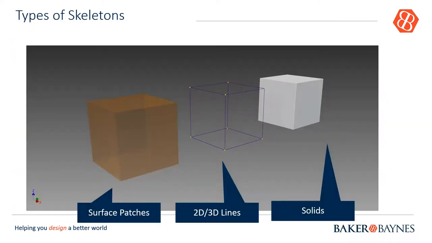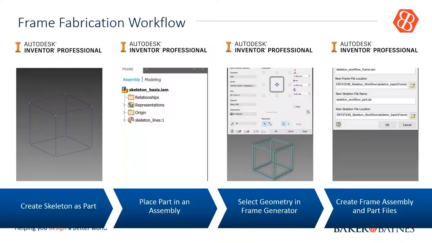If we look at some of the types of skeletons, you've got surface patches, you've got 2D or 3D lines, and you've also got solids. You can use any of these three as a skeleton. We use Inventor Professional in here. So, the frame fabrication workflow, skeleton part.